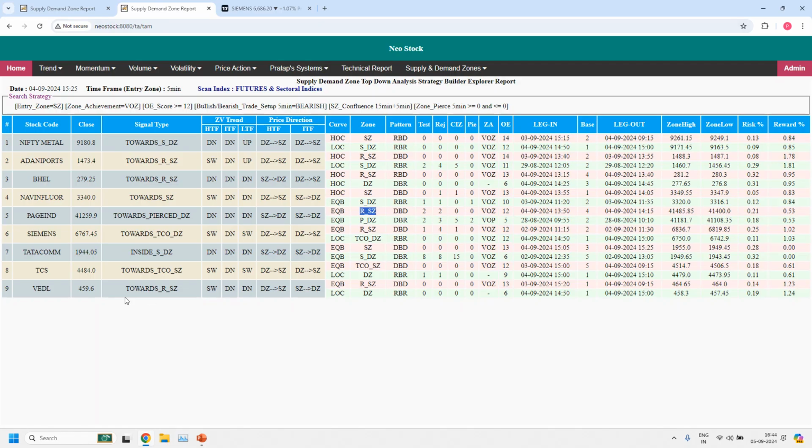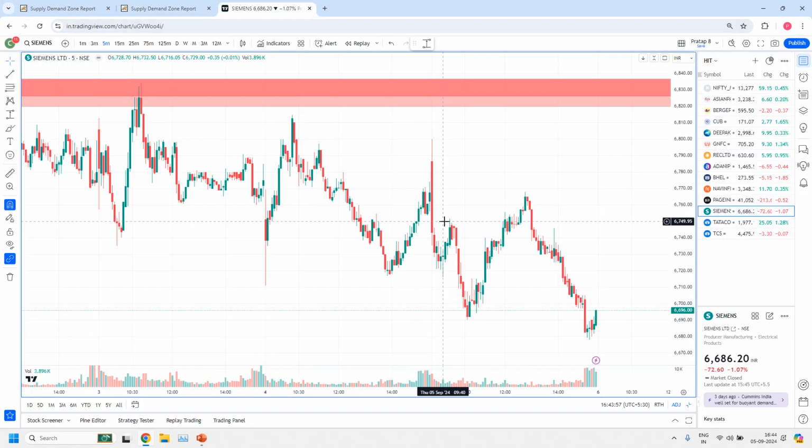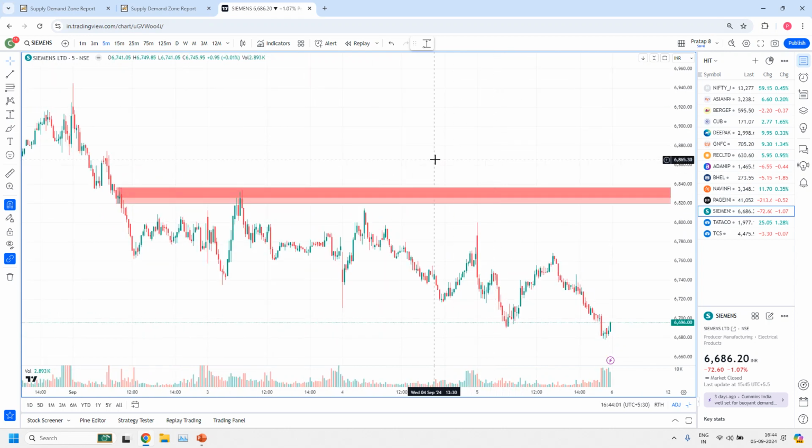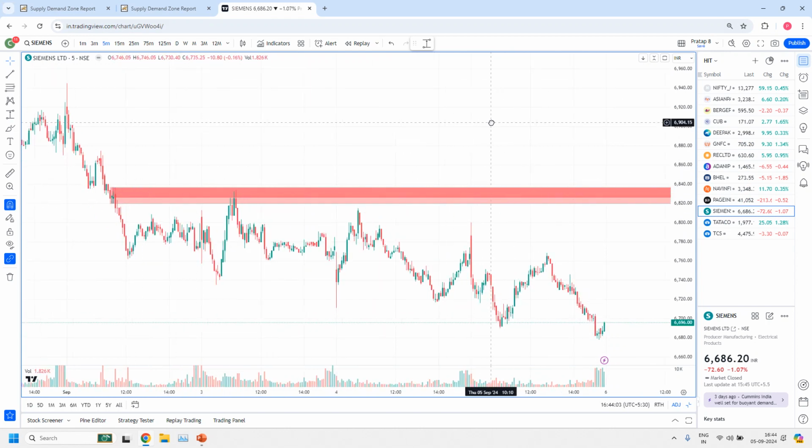Let us look into the same one. If it is high liquidity, you can take. Oh, I'm sorry, Siemens is a high liquidity zone. So there is nothing wrong in trying another trade again because it is high liquidity.